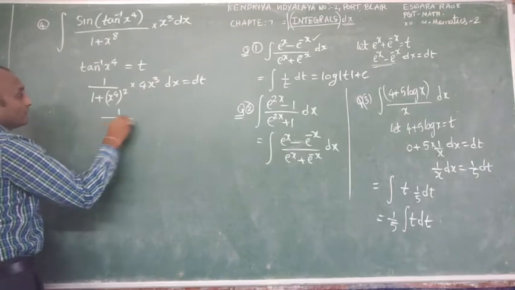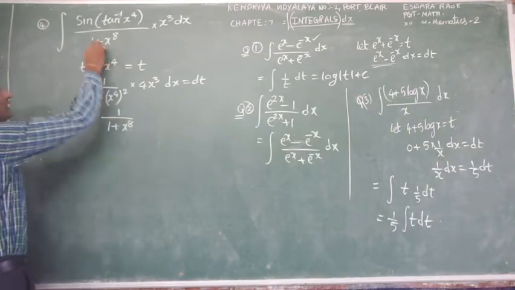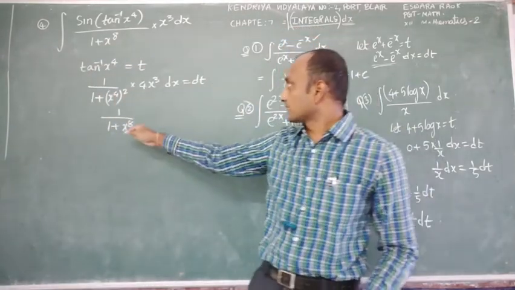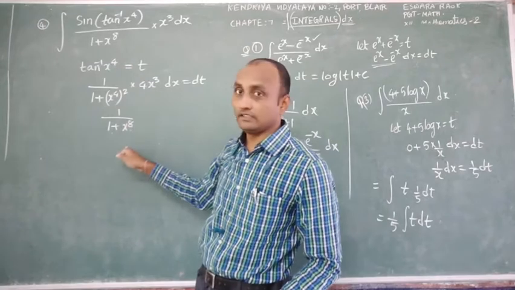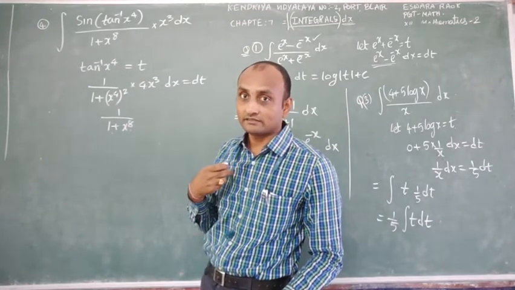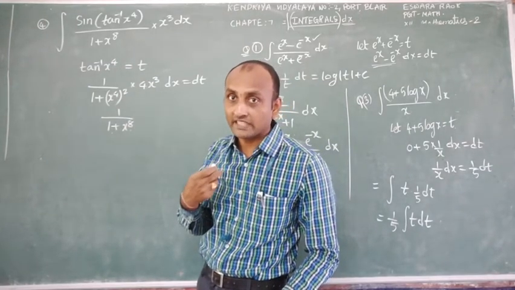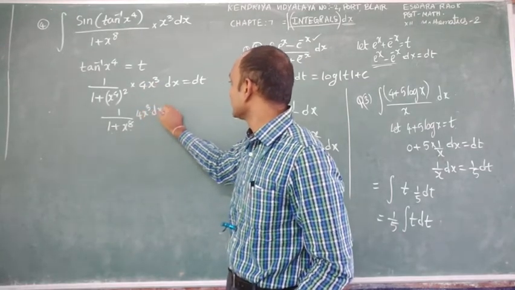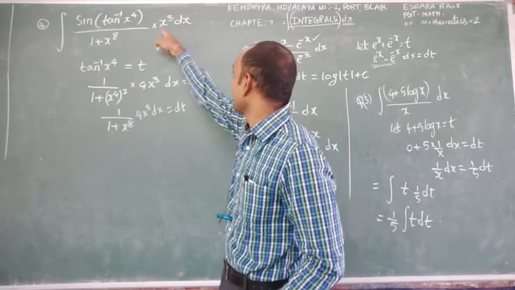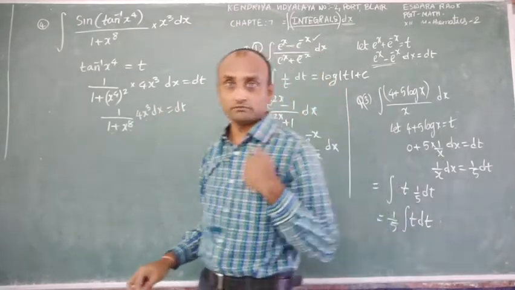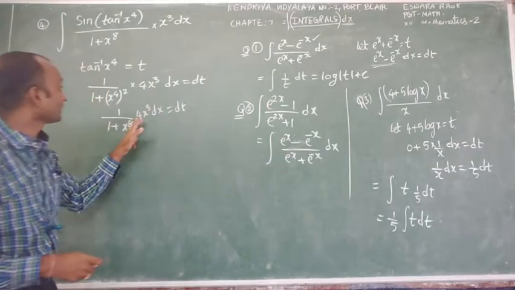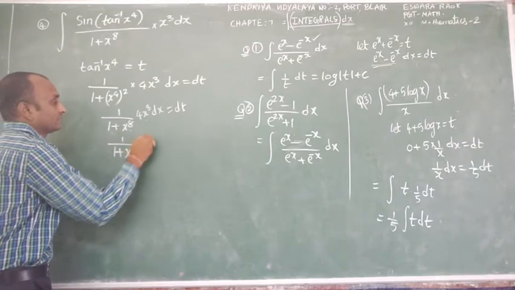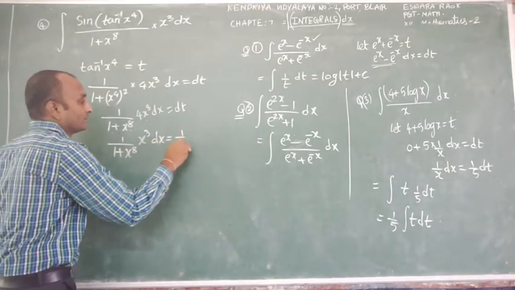Look at this: 1 by 1 plus x power 8. Look at this: 1 plus x power 8. You will get some happiness inside when the expression 1 plus x power 8 is here and here. I am doing right, you get that happiness. 1 by 1 plus x power 8 into 4x cube into dx is equal to dt. See, x cube dx, that means right only. So 4 is not necessary here, send it to the right side. 1 by 1 plus x power 8, x cube dx can be replaced by 1 by 4 dt.